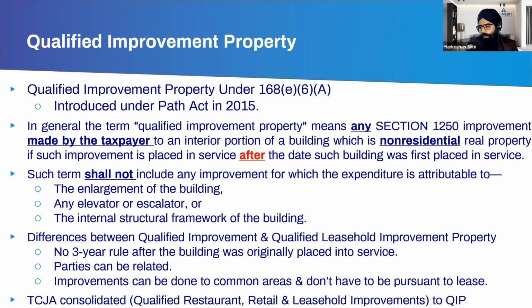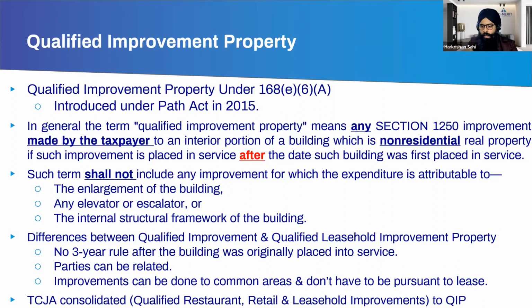What they did later on was change the definition of qualified improvement property to include any Section 1250 property made by the taxpayer. Originally, when this definition came out, they never had this verbiage of "made by the taxpayer." So they included that, and they said it's an improvement to an interior portion of a building which is not residential property, if such improvement is placed into service after the date such building was placed into service. And we'll talk about some tax planning things you can do in order to claim this.